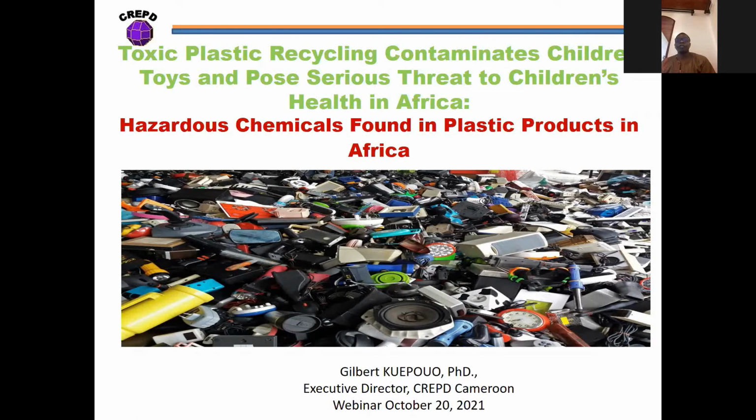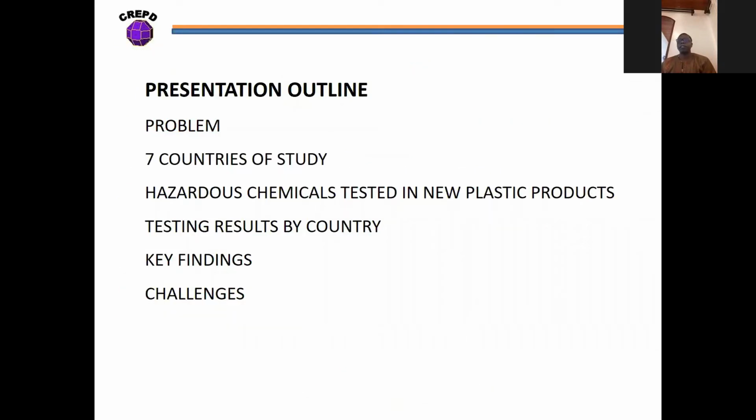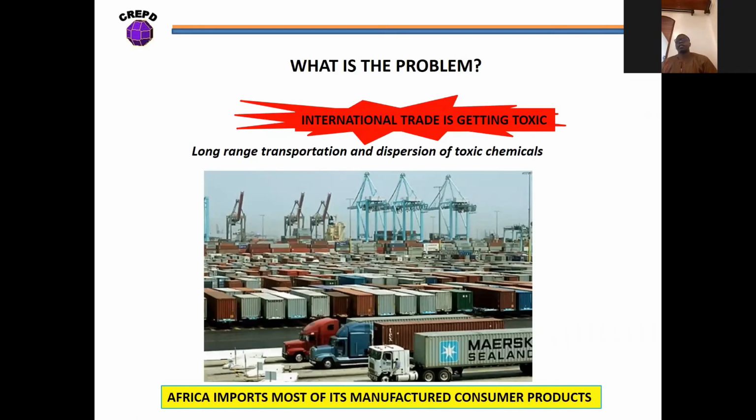Thank you for introducing me. My presentation is about hazardous chemicals found in plastic produced in Africa. My presentation outline is on this slide, as you can see. Yes, we now all know that plastic contains hazardous products, including POPs and endocrine disrupting chemicals.